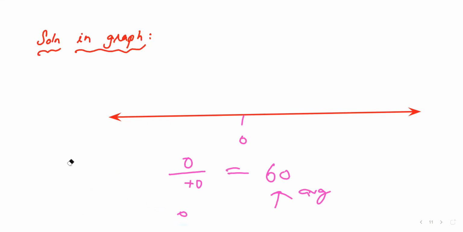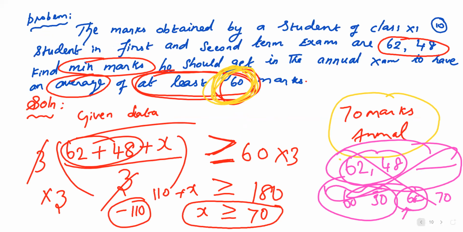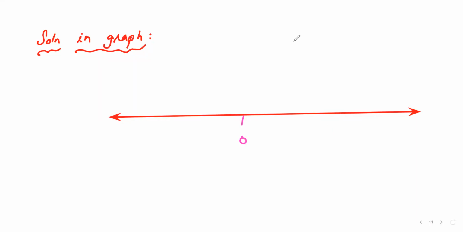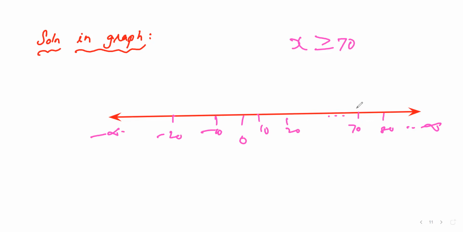Okay, come on. How to represent your answer sets, your solution sets, in a graph, on a number line. What's the solution actually? x is greater than or equal to 70. On the number line: 10, 20, 70, 80, infinity. Minus 10, minus 20, minus infinity. There is x. This is why we are darkening this circle, because it is included. That 70 must be included. So you darken this circle. Okay. This is your solution set.